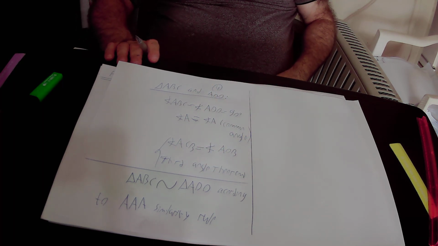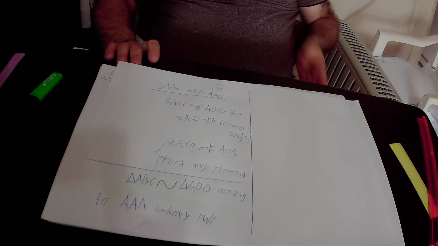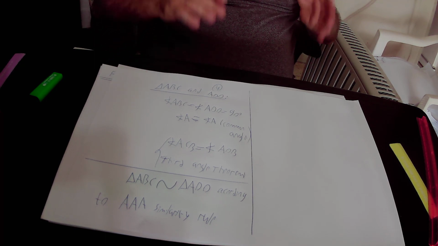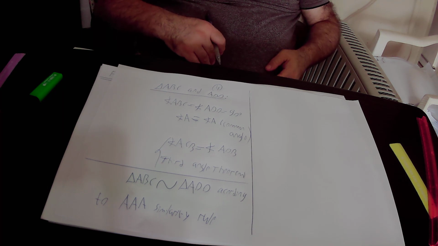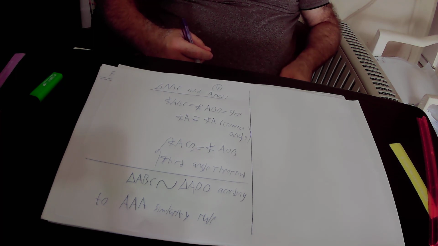And what is angle similarity rule? Angle similarity rule is that if you prove that all angles in one triangle are congruent to all angles in another triangle, then you proved that those two triangles are similar to each other according to angle similarity rule.